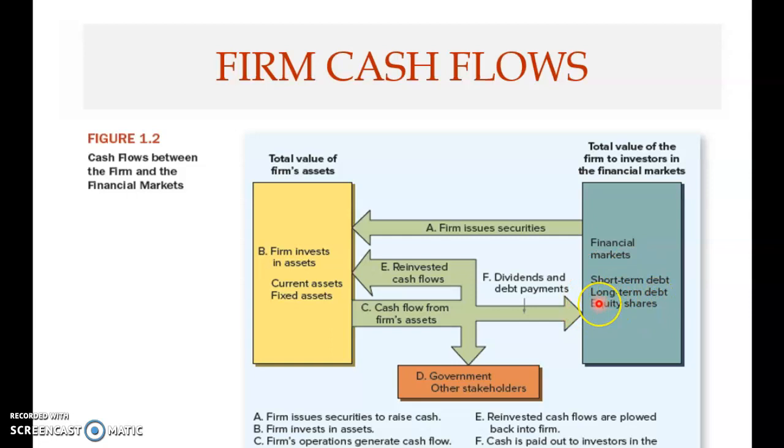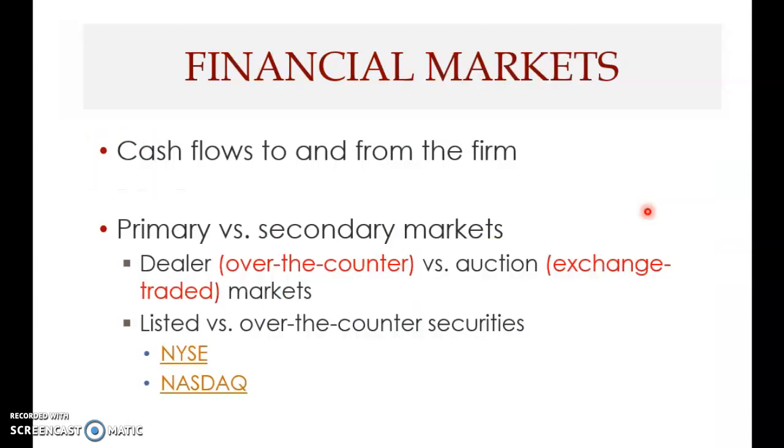For example, to pay interest or to repay your debt, whether it's short-term debt or long-term debt, and also to pay dividends to your investors, your shareholders. So this is paid back into the financial markets because the financial markets are made up of investors. So the investors are given compensation here. This diagram as a whole tells you how the firm relates to the financial markets. Is that okay? All right, let's move on.